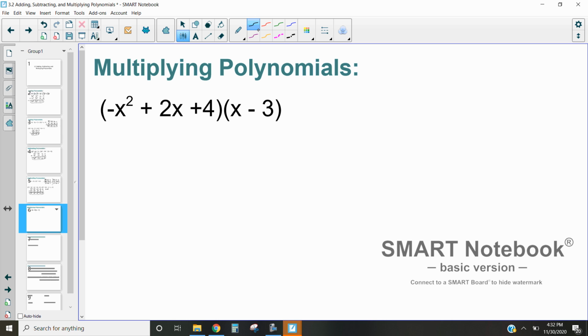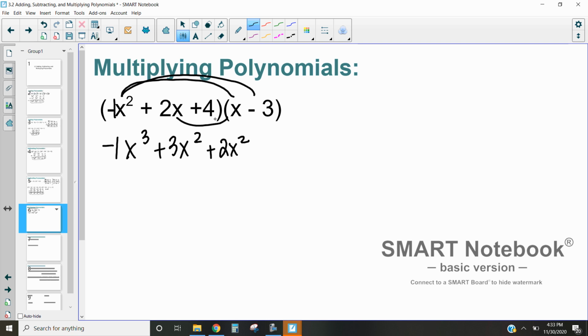So what I'm going to do is multiply it out. So I need to do negative x squared times x. Well, our outside numbers multiply. Negative 1 times 1 is negative 1 x cubed. Then I multiply these and I get plus 3x squared. Then we multiply these two and get plus 2x squared. Then these two, minus 6x. Then on the inside here we have these two, which gives us a plus 4x. And then these last two, which is a minus 12.